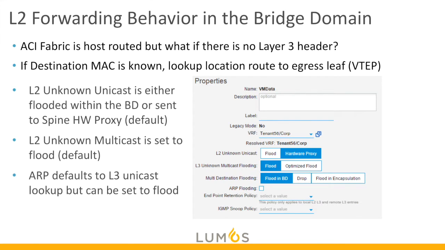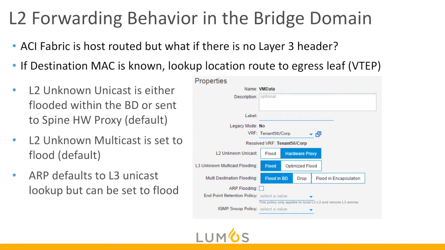So what do we do if we don't have a layer 3 header? The ACI fabric is host routed, so that means we forward packets based on their /32 if it's IPv4, and the host route for IPv6. But if the packet is a layer 2 packet and there's no IP header in there, by default, if we know the destination MAC address, we know where to send it. We send it to the egress leaf, and then we look up the location. If we don't have any idea where to send it, then we have two options.